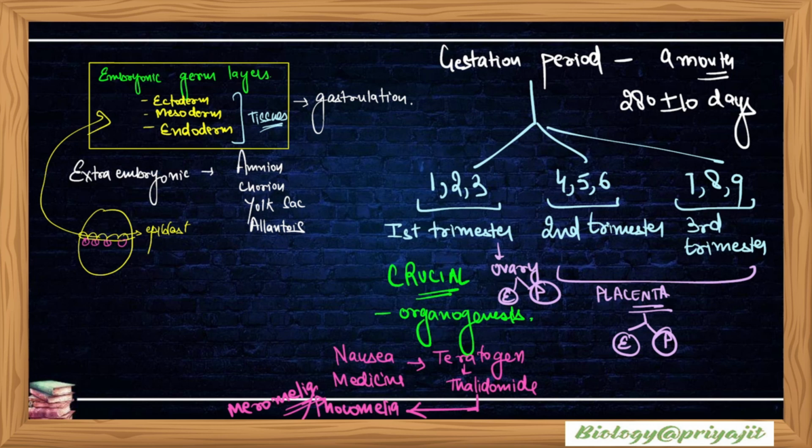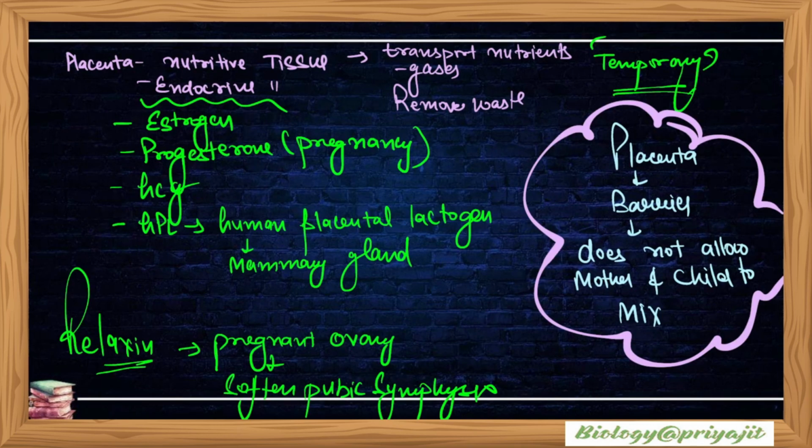During the first trimester, the ovary releases estrogen and progesterone, but during the second and third trimesters, estrogen and progesterone hormones are released from the placenta. So the placenta is a nutritive tissue and also an endocrine tissue. It transports nutrients and gases and removes waste. It's a temporary structure.